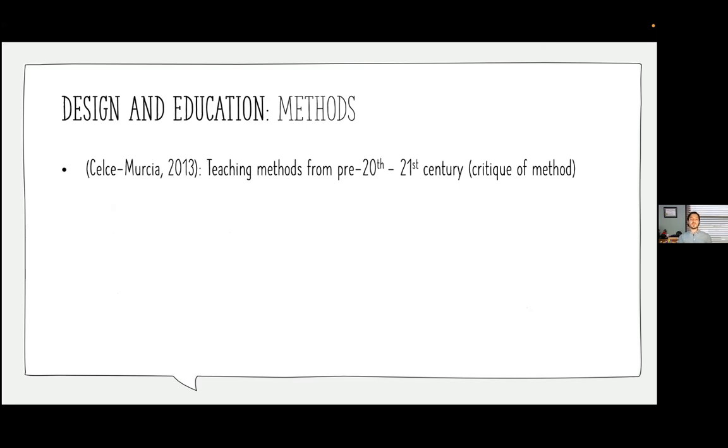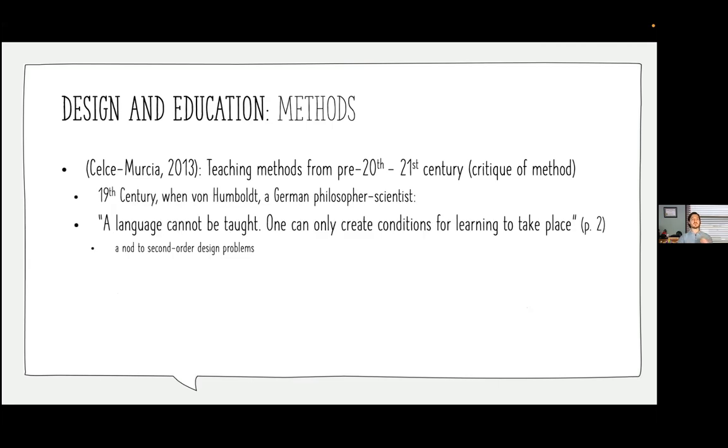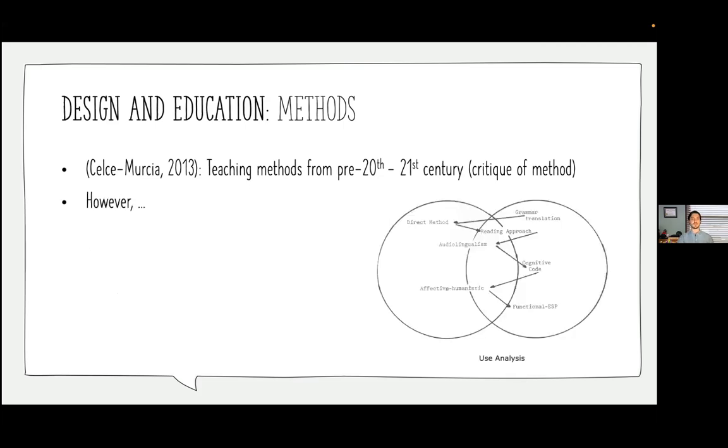So the closest I could find was in this paper, the teaching methods from the pre-20th century to the 21st century, and kind of a critique of method. And we have a German philosopher scientist, Humboldt. He says, language cannot be taught. One can only create conditions for learning to take place. That's exactly right. This is a nod to second order design problems.